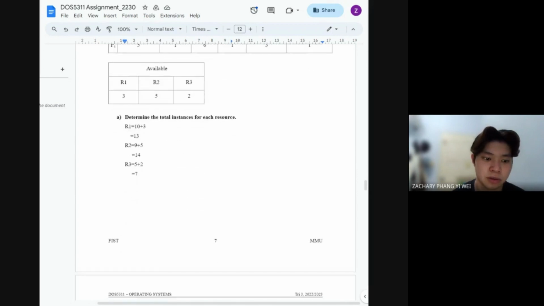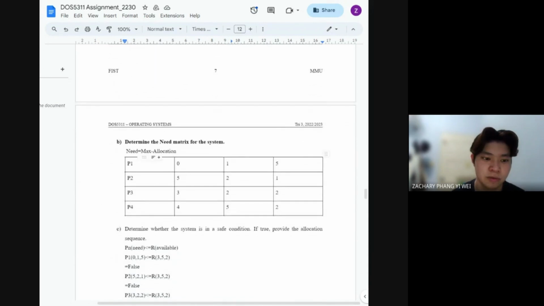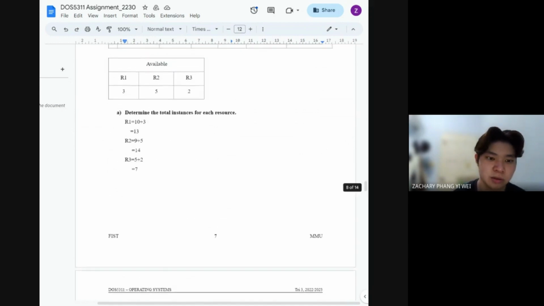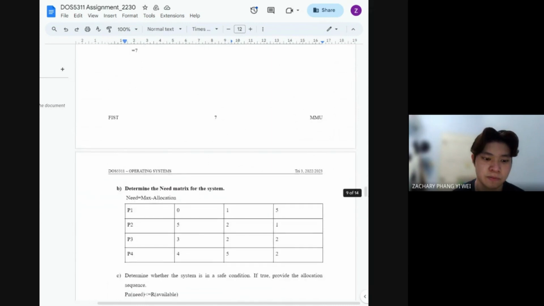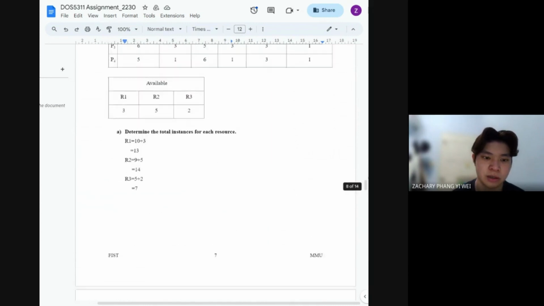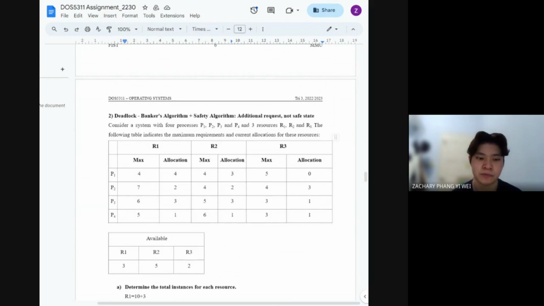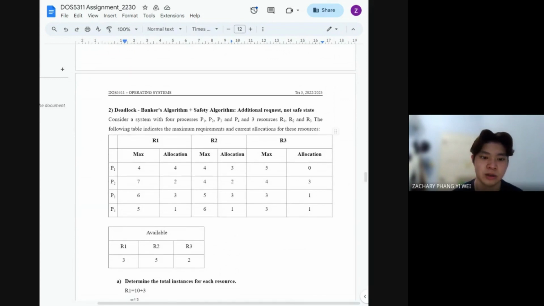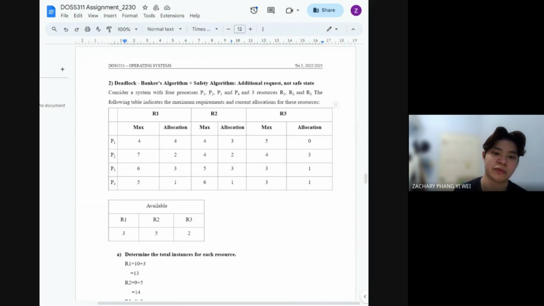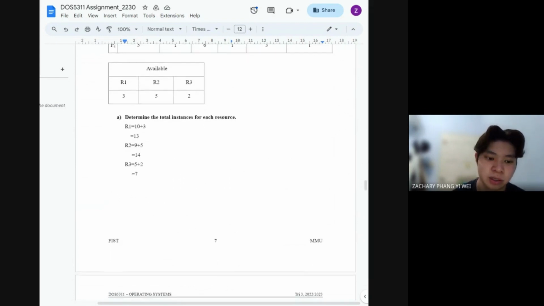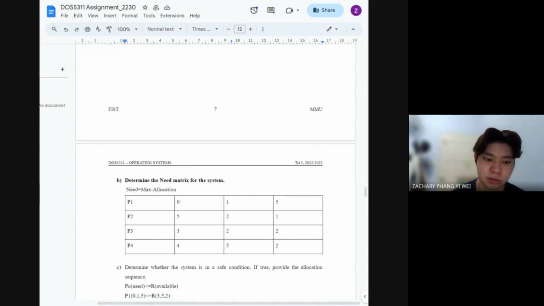For the next question, to find the need, need is equal to max minus allocation. For R1, max minus allocation: 4 and 7 minus 2, 6 minus 3 and 5 minus 1. So we got 0, 5, 3, 1. And you do the same for R2 and R3 as well. So 4 minus 3, 4 minus 2, and 5 minus 3, 6 minus 1. And for R3, 5 minus 0, 4 minus 3, 3 minus 1, 3 minus 1. So we got this answer.